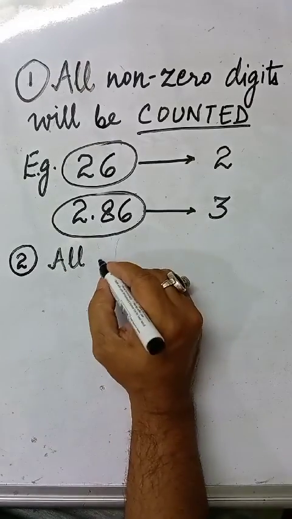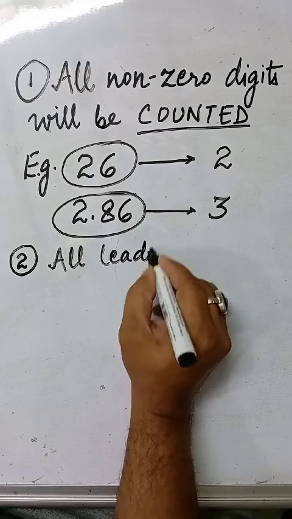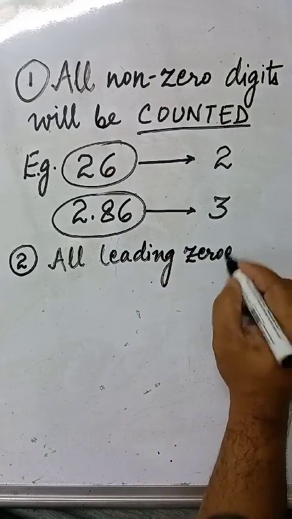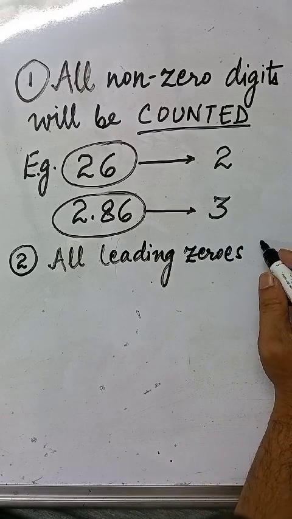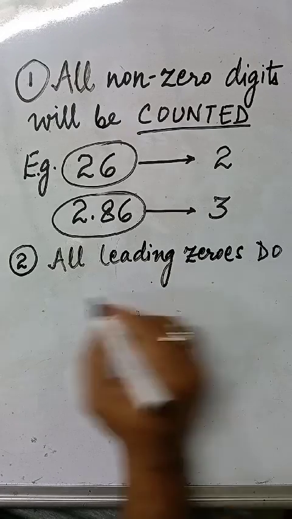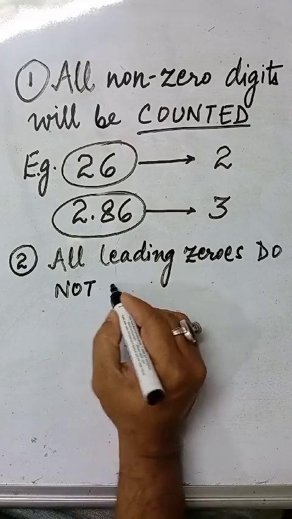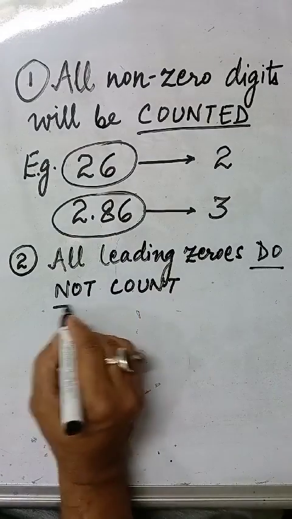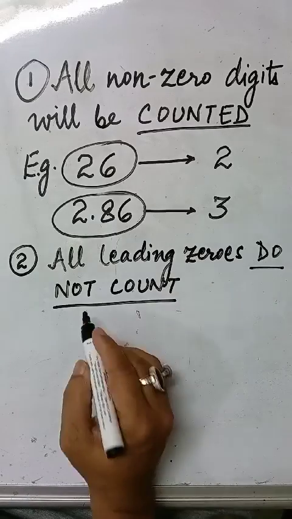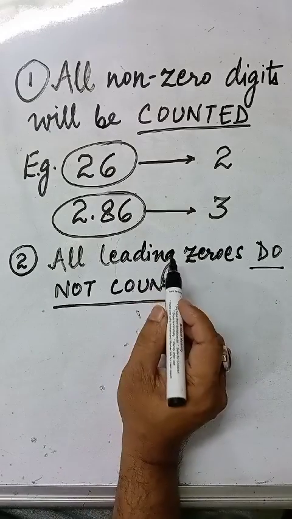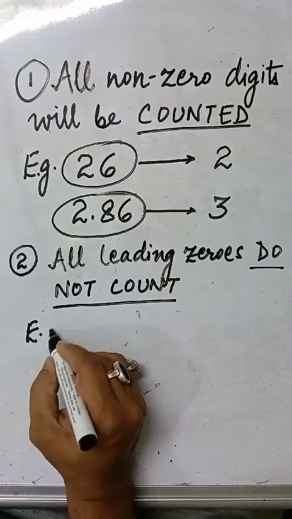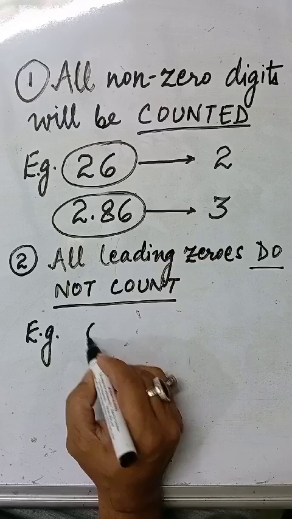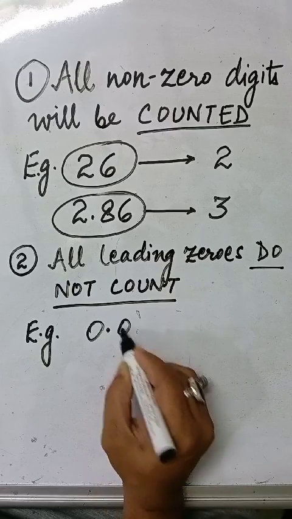All leading zeros do not count. Now you see this term leading zero is coming. So the important term here is do not count leading zeros. Now again, this statement would be making less sense. It will make more sense if I take up an example. So let's take that example.